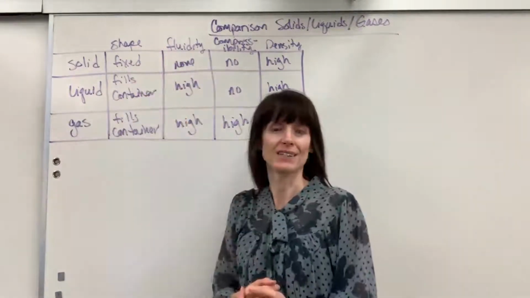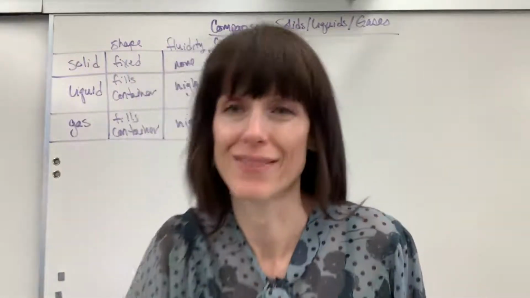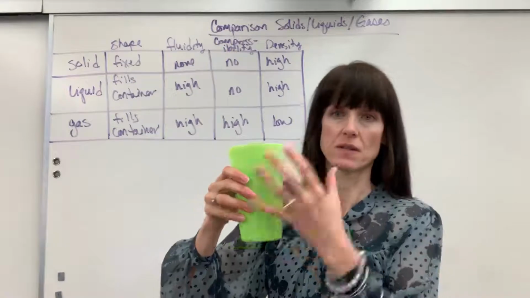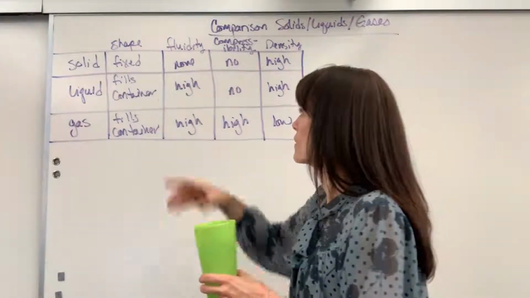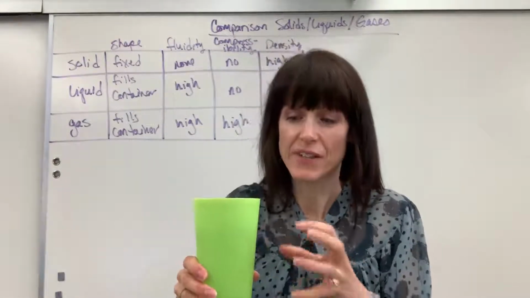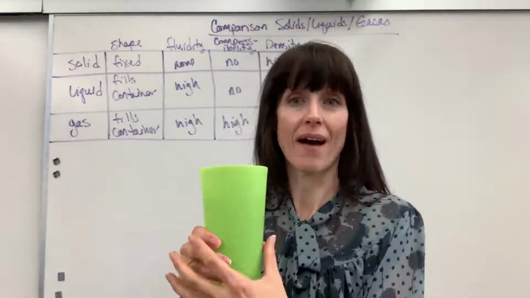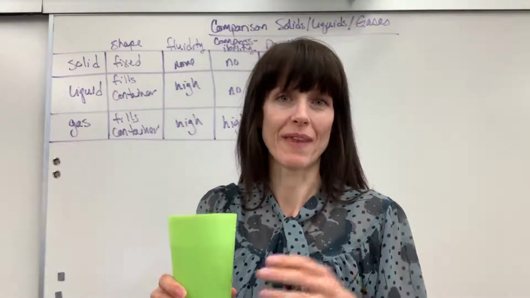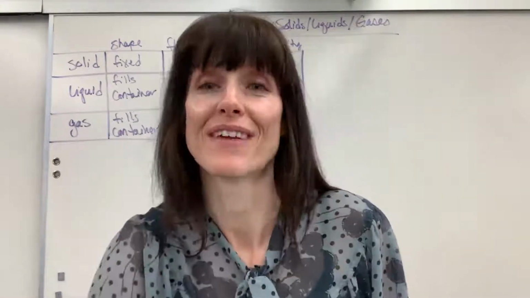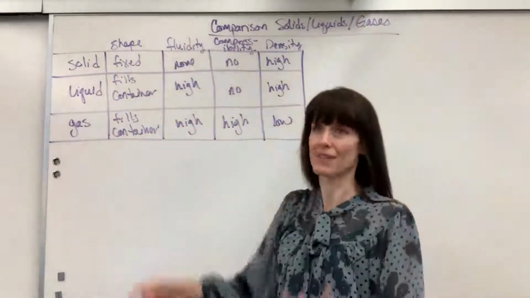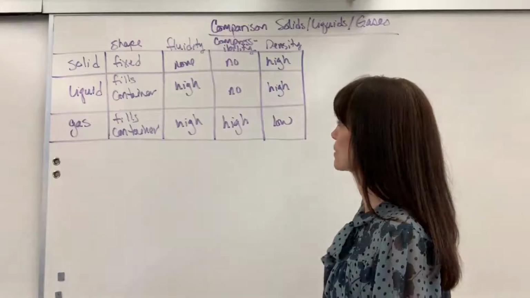So a solid has a fixed shape. For example, I have a glass of water here, and the glass itself is fixed. It's this conical structure. Now a liquid is going to fill the container. So you can see I have water in here. The shape of the water is the same shape as the container. If I poured the water into a different container, the water would take the shape of that container. That is also true of gases. Gases will fill a container, and so gases fill the container. They take the shape of the container.